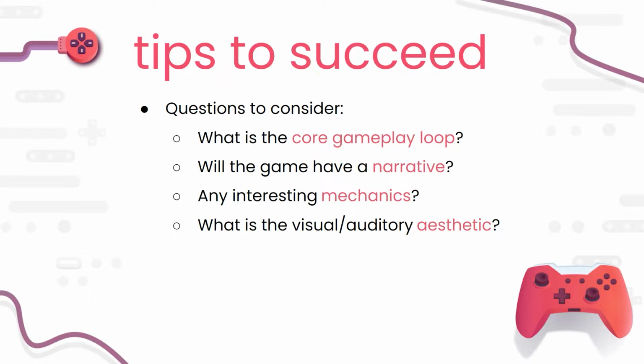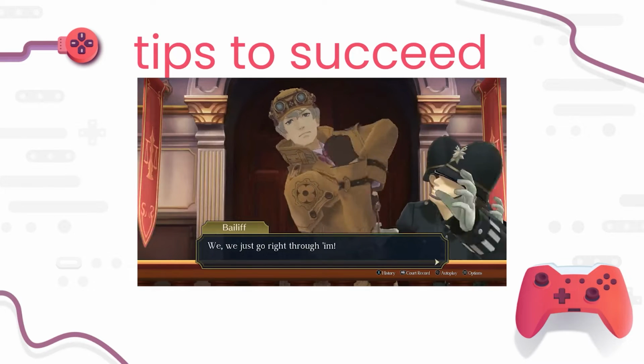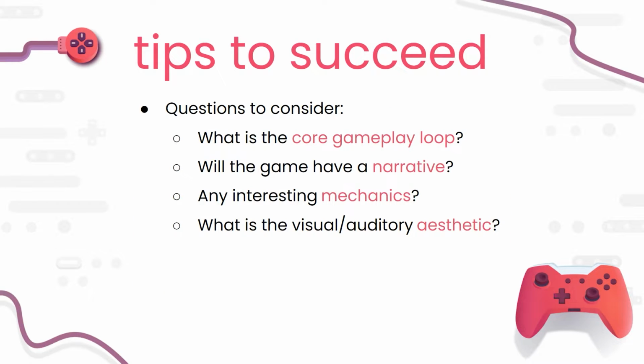Second, will my game have a narrative? It's not necessary for a game to have a story, but some of the first games ever created were text-adventure games, for example. So if you decide that your game will have a story, how do you tend to communicate it to the player? Maybe it's through dialogue with characters, or maybe there is no dialogue at all and it's completely visual and told through the environment.